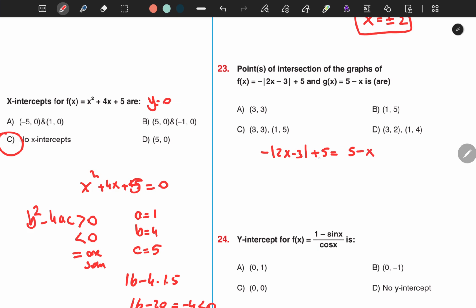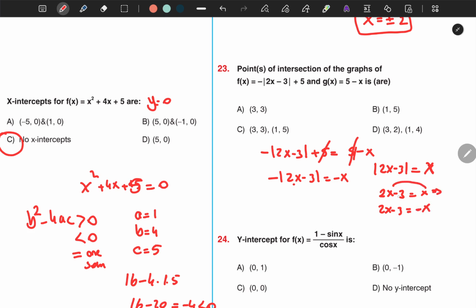Guys, for this type of example, look at here, from both sides 5 I have to cancel. Negative 2x minus 3 equal to negative x. Can I cancel the negative x from both sides? Yes. 2x minus 3 is equal to x. You see, now this is my function. It means that 2x minus 3 must be equal to x, or 2x minus 3 must be equal to negative x. So move here, what will be 2x minus x? It will be x equal to 3.